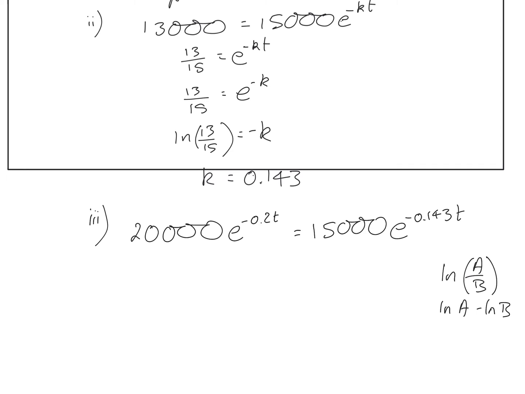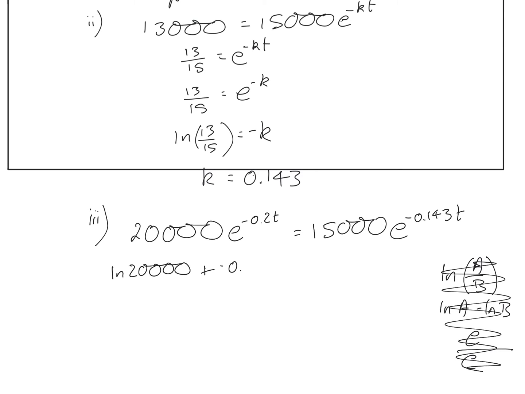But you can't do e to the this over e to the this and then take ln and say that's ln of the division. It's bad. So we're just going to ln straight away. We're going to go ln, and we're going to do it all in one go. Ln of 20,000 plus ln of this.